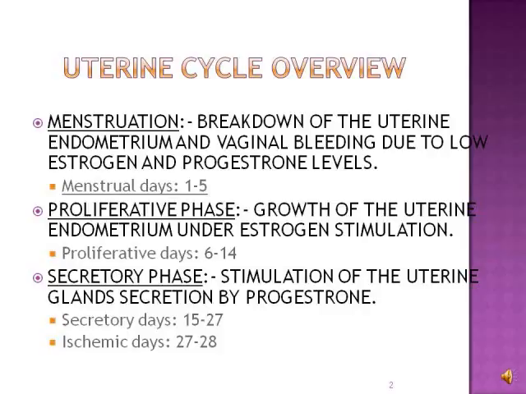The proliferative phase is the growth of the uterine endometrium under estrogen stimulation, and that's normally days 6 through 14. The secretory phase is the stimulation of the uterine glands' secretion by the hormone progesterone, and that's normally days 15 to 27. The ischemic days are normally the 27th and 28th day.